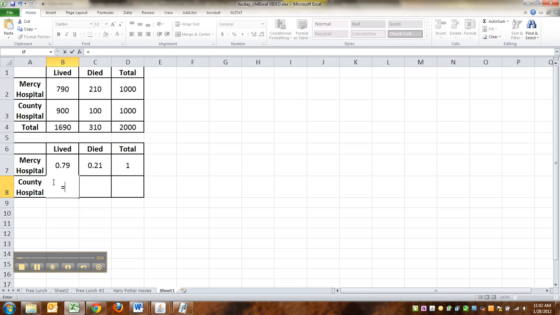Then you do it again. So when they say by hospital, you have to say, okay, the hospital is the row variable, so I'm going to be working across rows. If they had said by living and dying, then you would have gone up and down the columns. All right, so there we go. Conditional distribution right here.